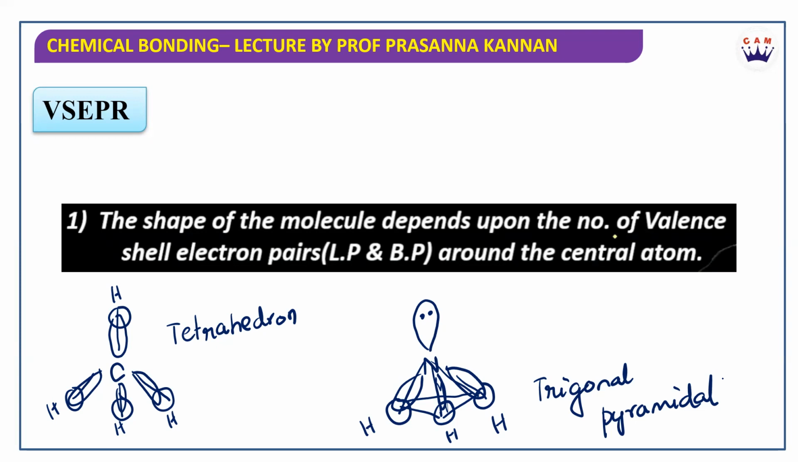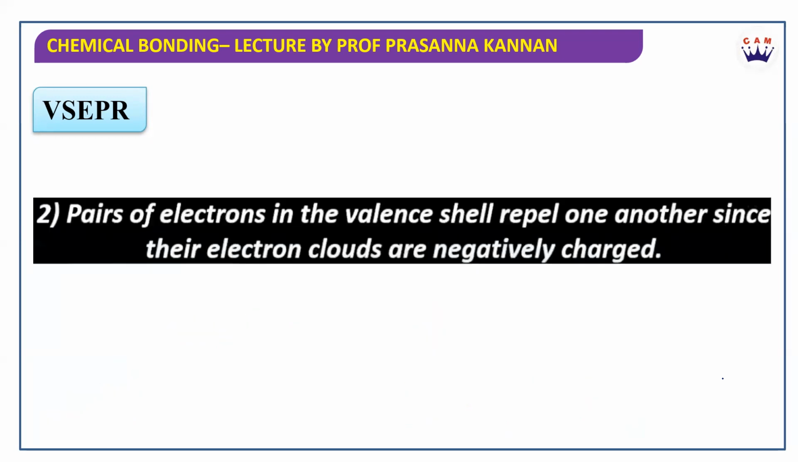Any doubts? Okay, next one. Pairs of electrons in the valence shell repel one another since their electronic clouds are negatively charged. This is the second point. I think it's very clear to you, right? Electrons are negatively charged. So because of that, there is repulsion between what pairs? Lone pair, lone pair, lone pair, bond pair, bond pair, bond pair. Is that clear? Okay.